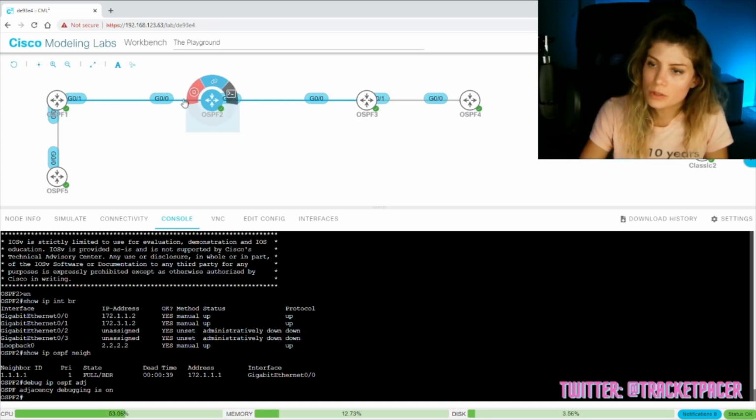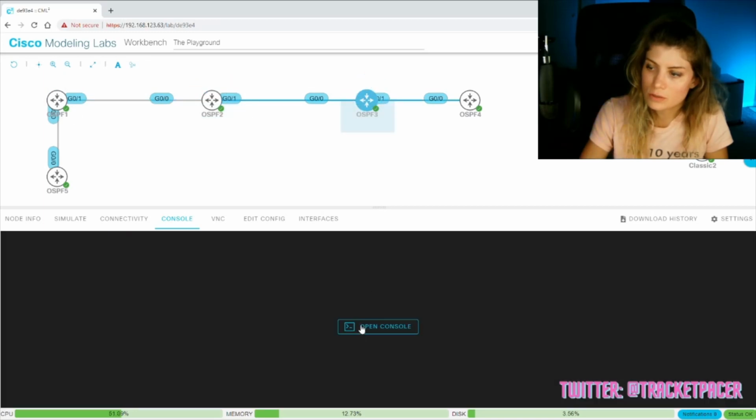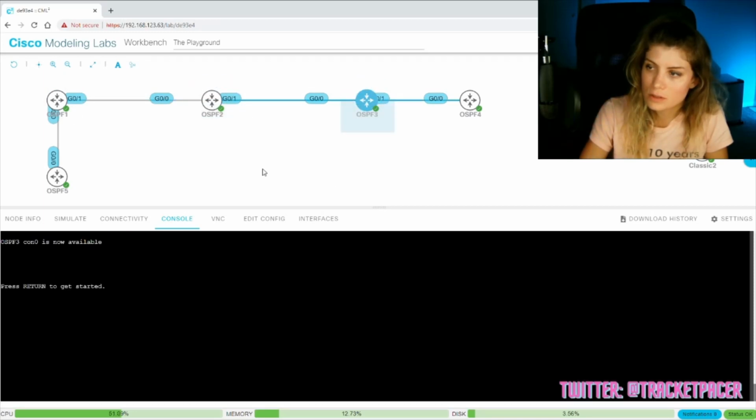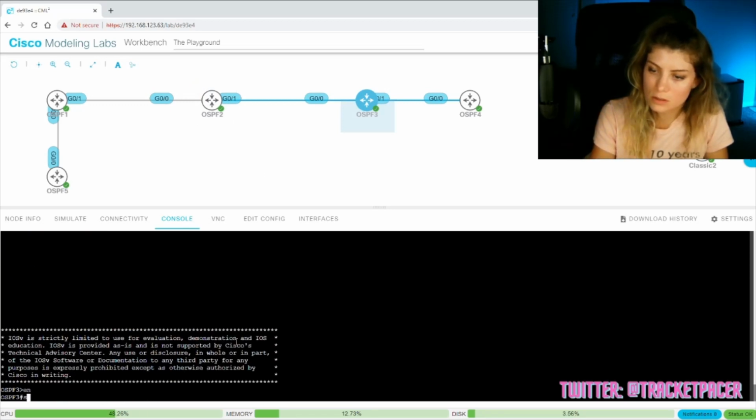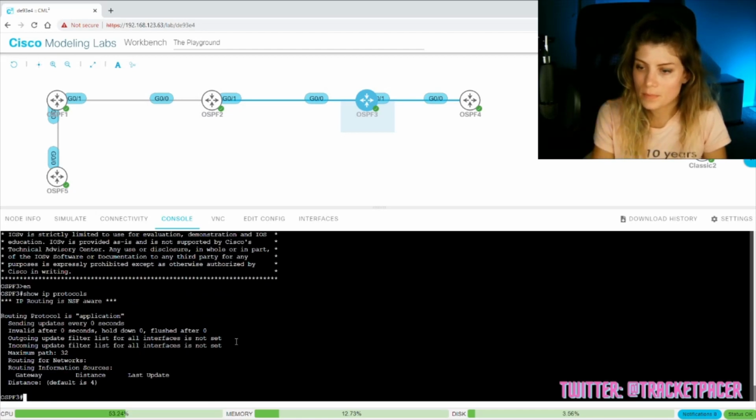Okay, so we're doing okay with OSPF 1 and OSPF 2, but now 2 and 3 are not properly in an adjacency. Go IP protocols. Okay, I just haven't set up OSPF. That makes sense. Yeah, OSPF.